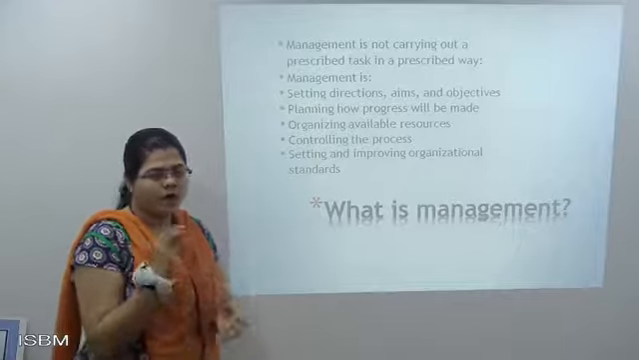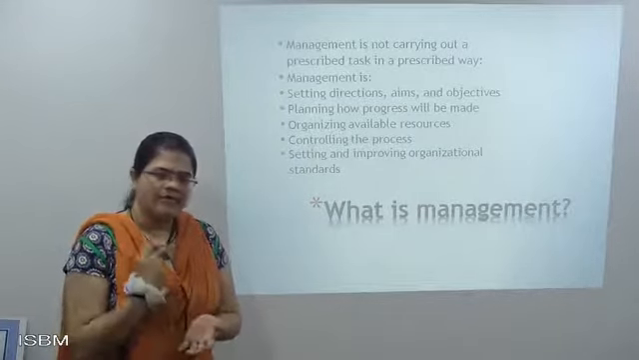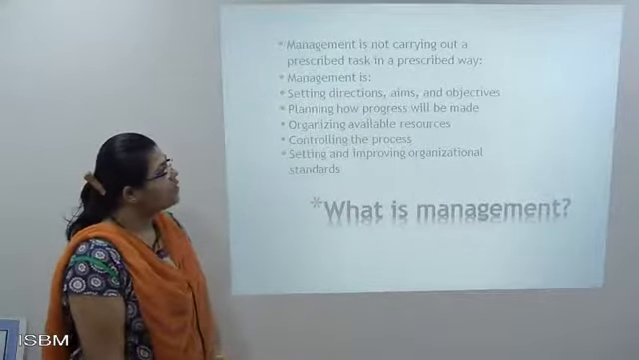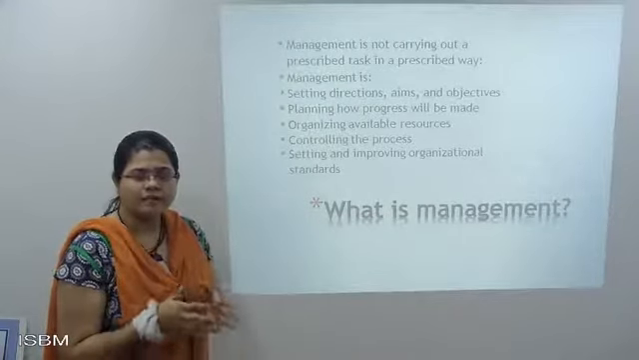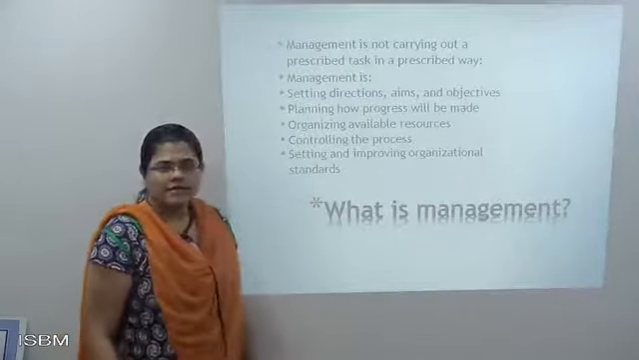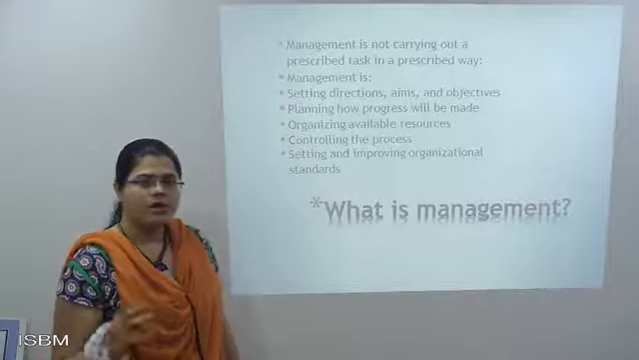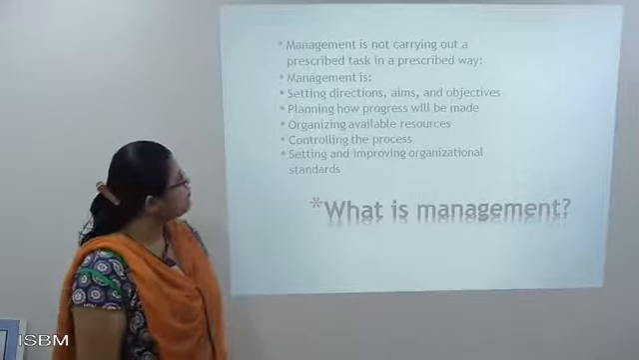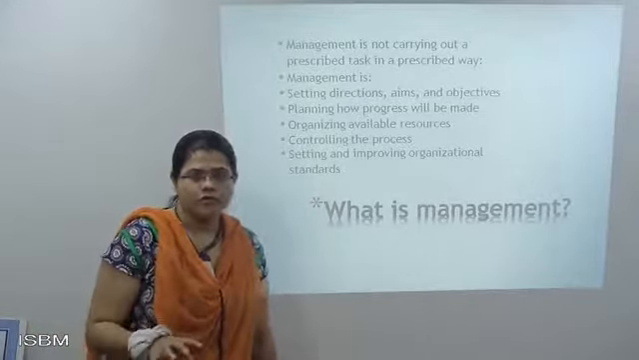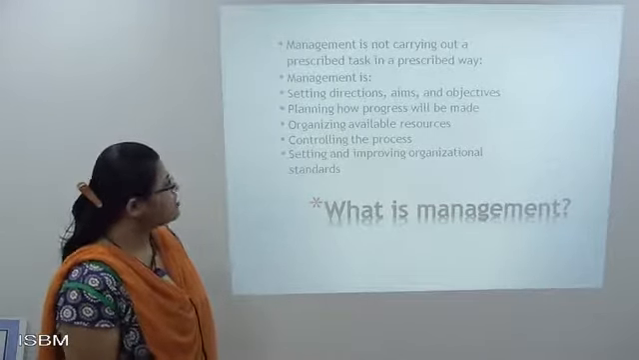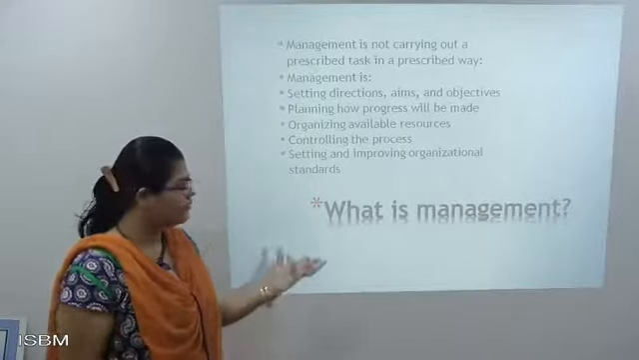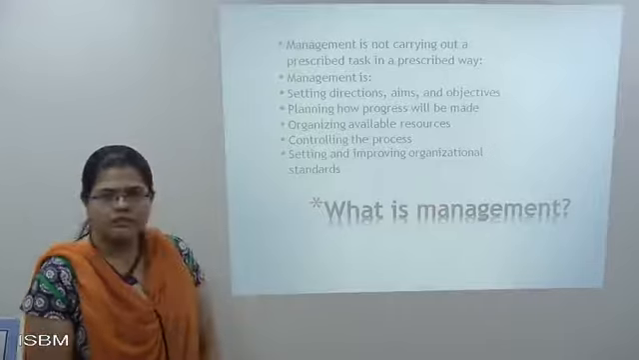Why do we do management? According to management, we set an aim, we set objectives, and we set certain directions. Planning how progress will be made, through which you can show different types of development. Organizing available resources, so through this part of management you can organize each and every resource. Controlling the process. Setting and improving organization standards, so the organization standard is also developed with the help of management. So this is what management is.